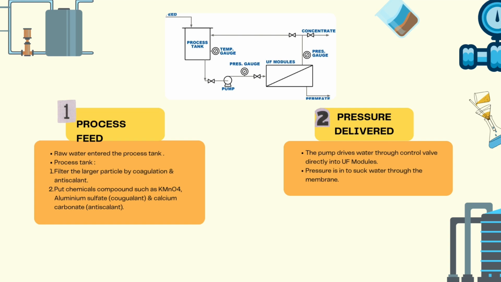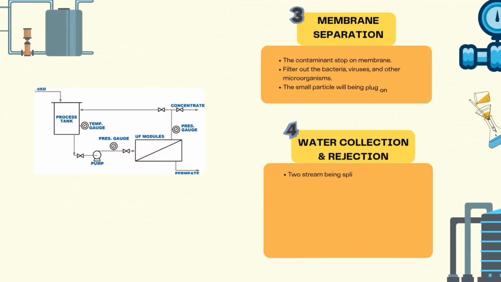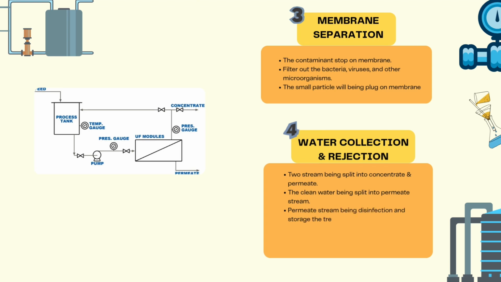The second step is the pressure delivery, where we have a pump. The function of the pump is to drive the water through the control valve directly into the ultrafiltration modules, and the function of the pressure is also to push the water through the membrane. For the third step in the ultrafiltration process, which is membrane separation, the contaminants are stopped on the membrane, and the membrane separation can filter out bacteria, viruses and other microorganisms. The membrane can also filter out small particles.